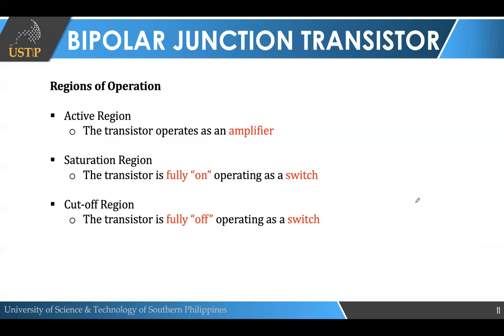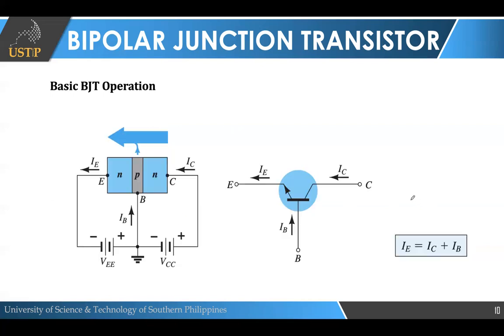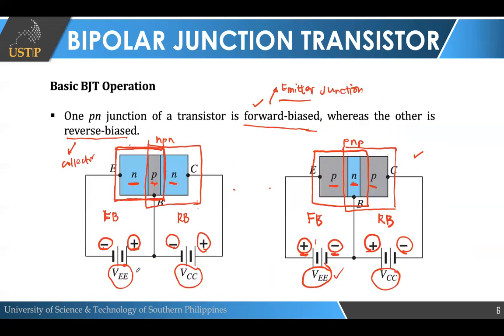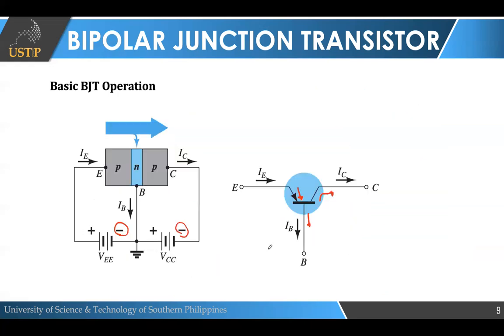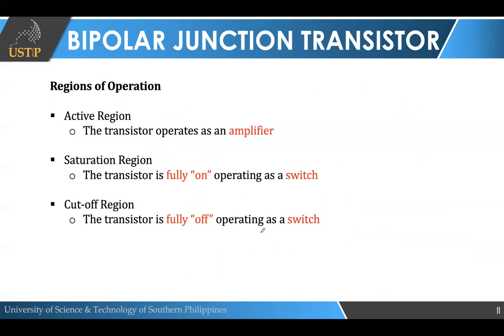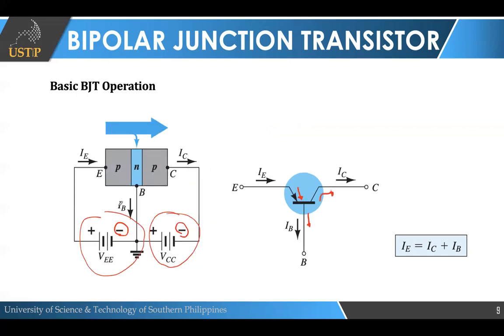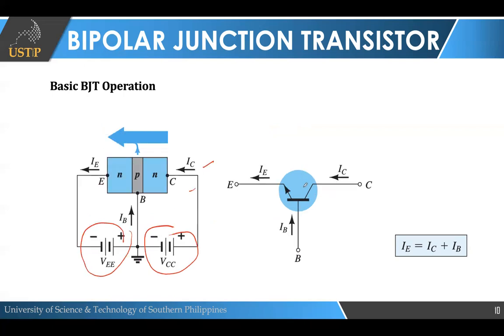Okay? Sige. So what was mentioned earlier, class, this is the basic BJT operation, where one junction is forward biased and the other is reverse biased. Now, let's go to the 3 types of regions of operation, class. What we discussed earlier is actually what you call the active region. This is where your transistor operates as an amplifier. Meaning, in that connection of our BJT, this NPN that we connected, or biased, in this way, it means that we are using our BJT as an amplifier.